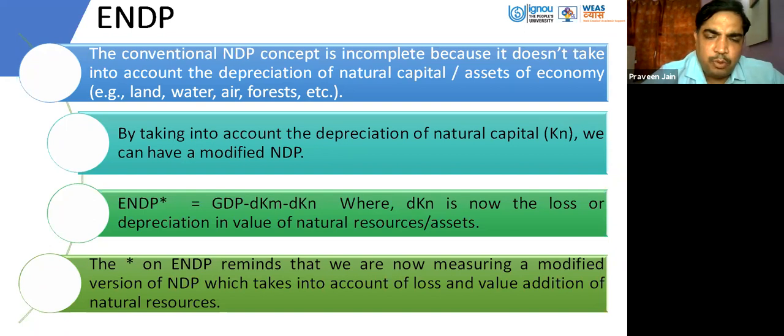So here we do two types of subtraction: the depreciation on the man-made capital and also the depreciation on the natural capital. So this environmental NDP means that we are now measuring a modified version of NDP, which takes into account the loss and value addition of the natural resources.